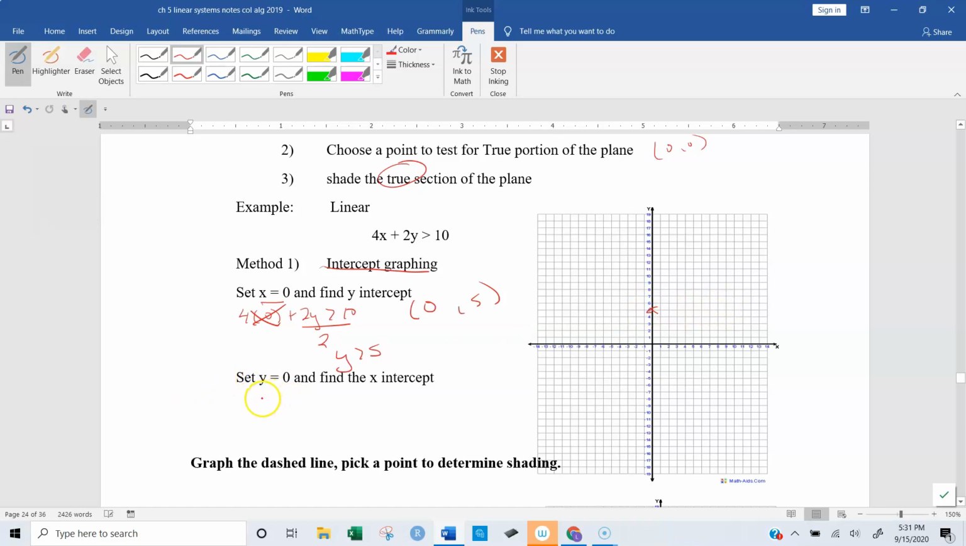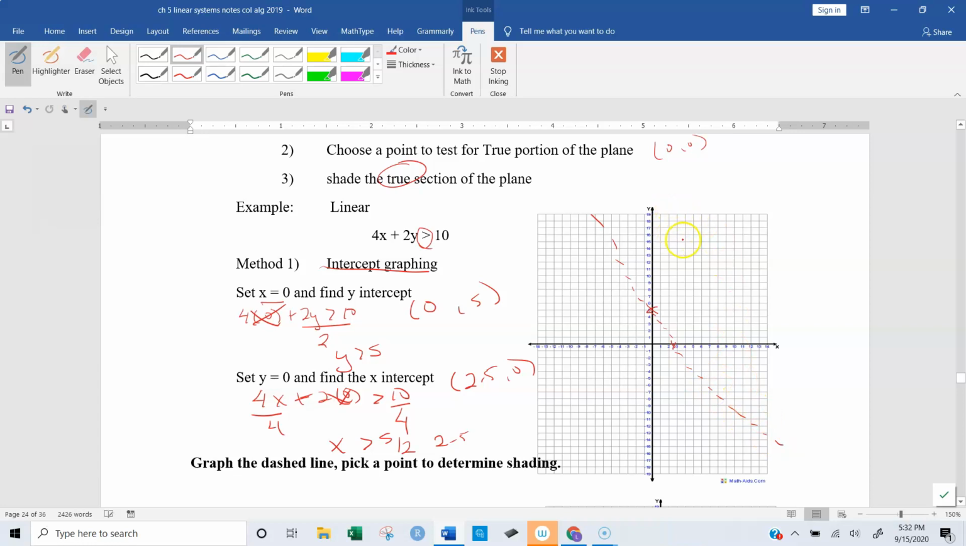Now the x-intercept, let y equal 0. So we do the same thing. We go 4x plus, I have no y's this time, so 0, is greater than 10, so this goes away. We divide by 4, so we have x is greater than 10 fourths or 5 halves, which is 2.5. So we go to 2.5 on my x, and we put that because this is the x-intercept, so it's 2.5, 0. We have two dots, and now we graph our line. It is greater than, so I know it's a dashed line.